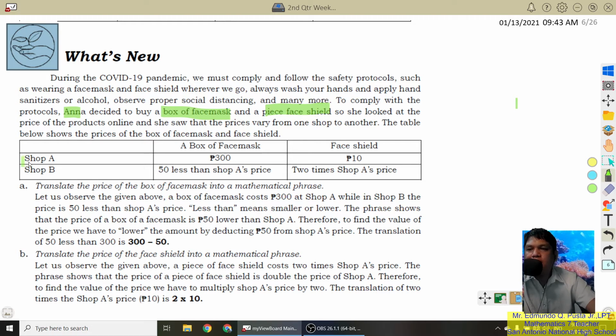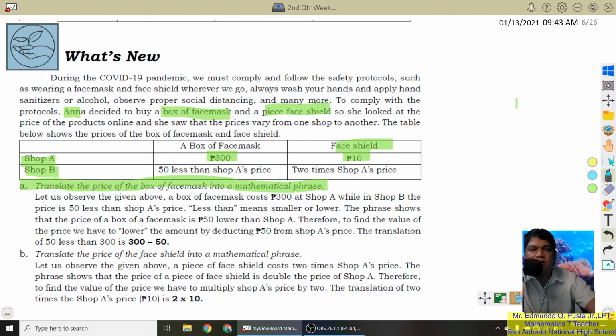So we have shop A and shop B. For shop A, the box of face mask is 300 pesos, and one piece of face shield is equivalent to 10 pesos. For shop B, we have 50 less than shop A's price, and then 2 times shop A's price for the face shield. So we are tasked to translate the price of the box of face mask.